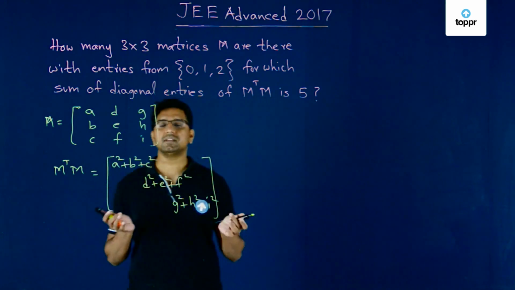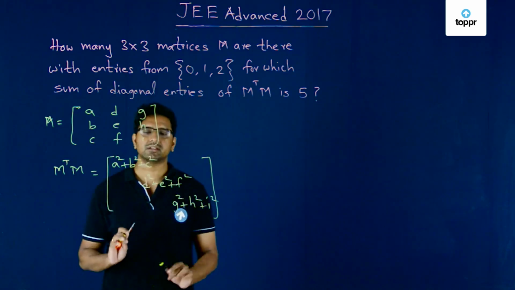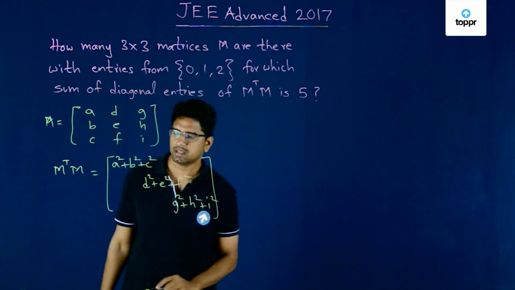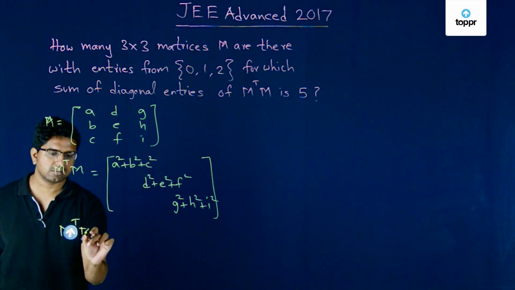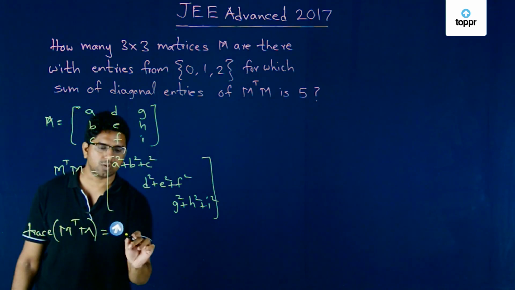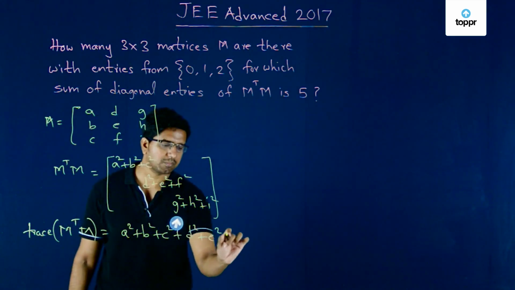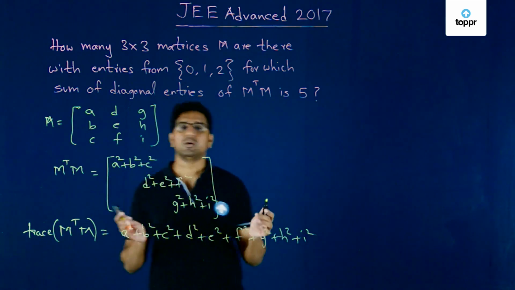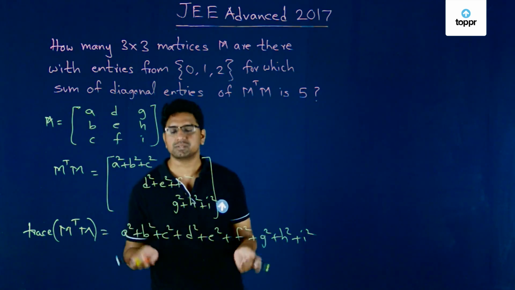Okay, so what it means is, if you take the sum of the diagonal elements of M transpose M, which is also known as the trace of a matrix, it is simply equal to the sum of the squares of all the elements of this matrix. That is, the trace of M transpose M is equal to A square plus B square plus C square plus D square plus E square plus F square plus G square plus H square plus I square. Now, it is mentioned that this sum should be equal to 5, and we need to find all the possible combinations.